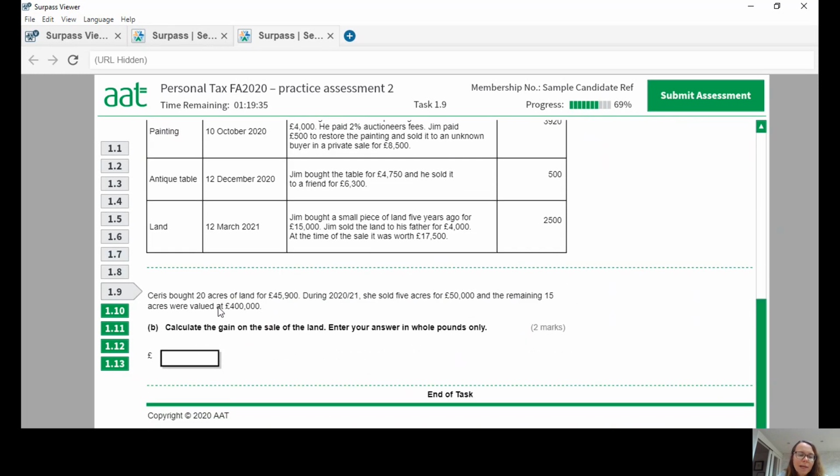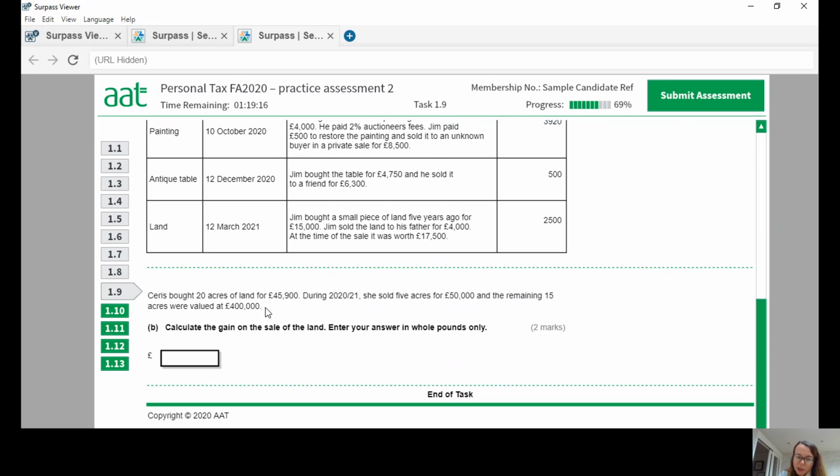Right, Keris bought 20 acres of land for 45,900. During 2021, she sold 5 acres for 50,000 when the rest was valued at 400,000. Calculate the gain on the sale of the land.